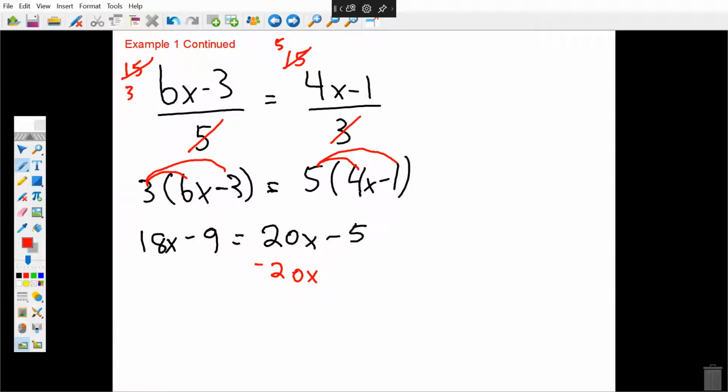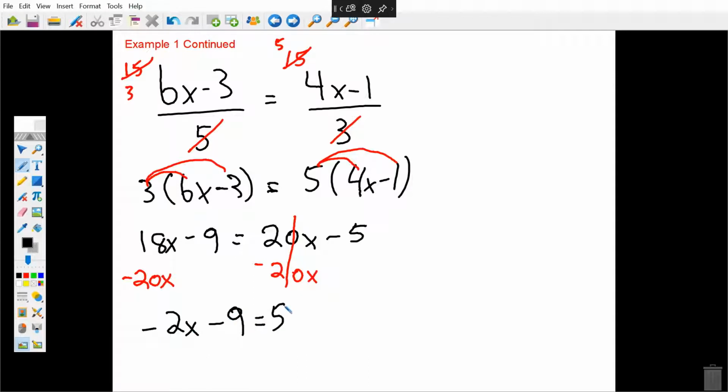Make sure when you're putting the minus 20x here, you put it underneath the 18x because those are the like terms that you're going to be combining. So 20 and 20 cancels. 18x minus 20x is negative 2x minus 9 equals 5.